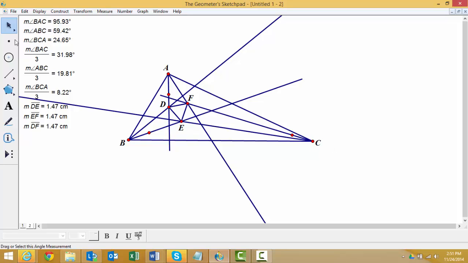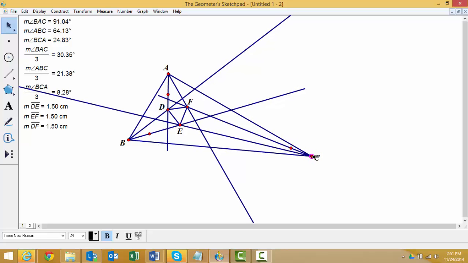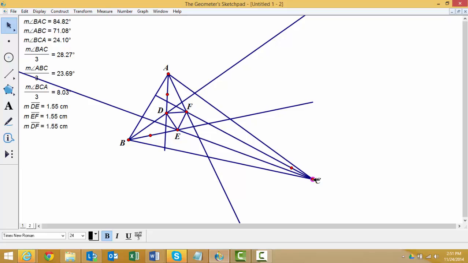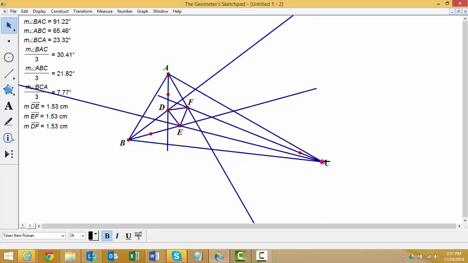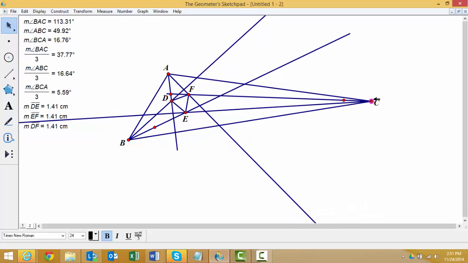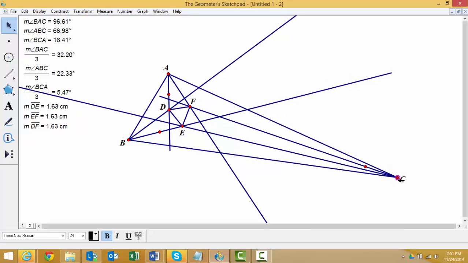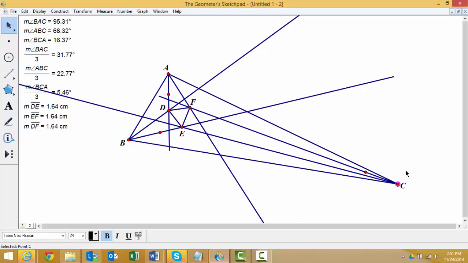So now, when I move this triangle ABC, I can move any way I want. You watch DE, EF, and DF. It's always an equilateral triangle. You see that? So DEF, no matter how I change this triangle, DEF is always an equilateral triangle. So with this, we have demonstrated the Morley triangle. Okay?